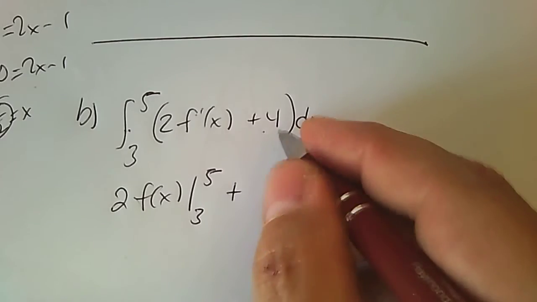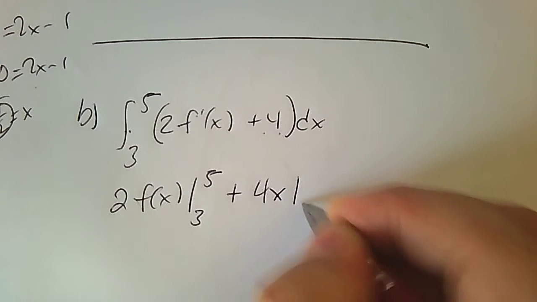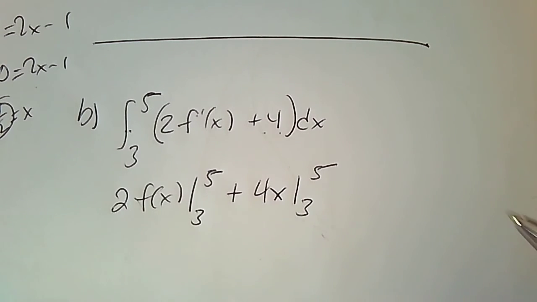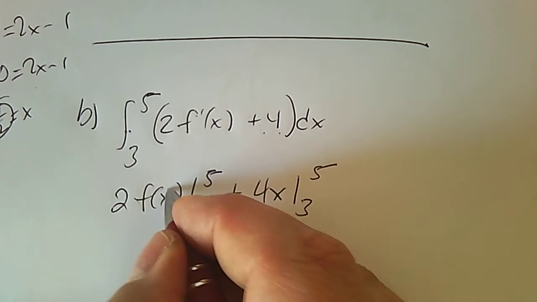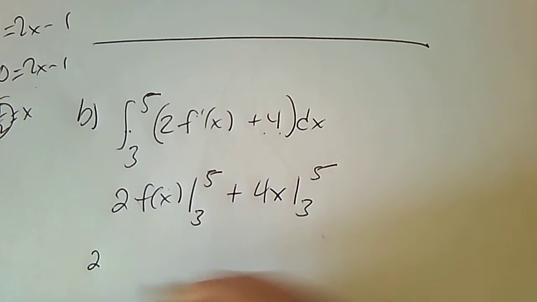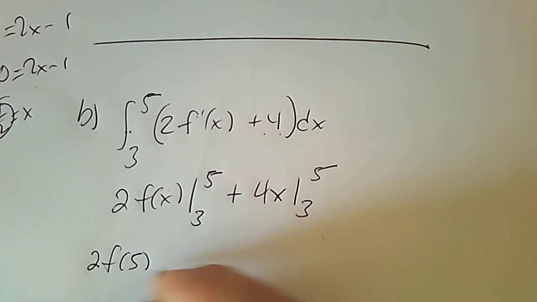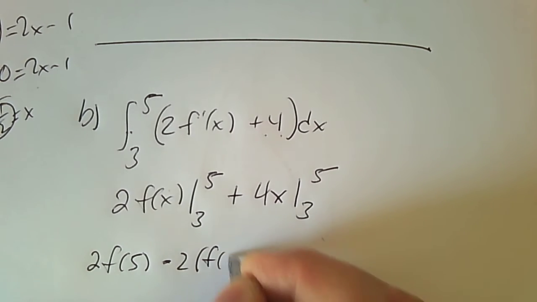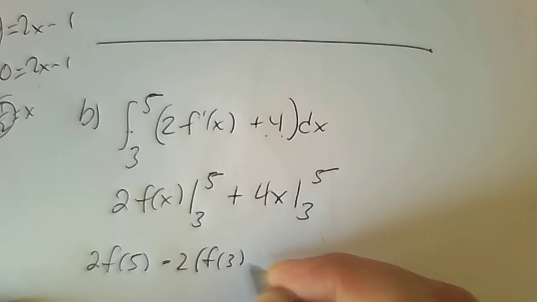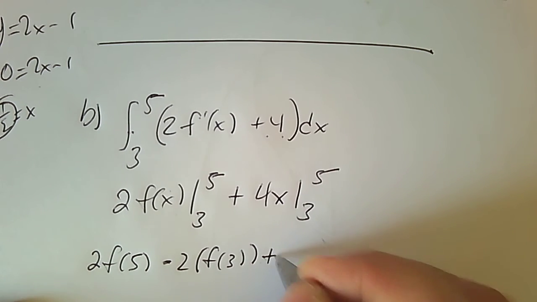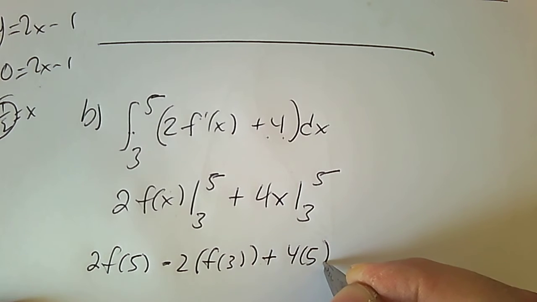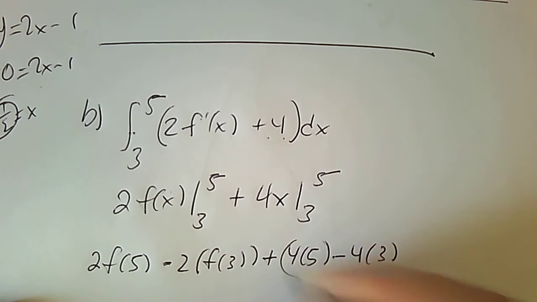Then that integration also belongs to the 4. So when you integrate 4, that's 4x, and that's also going from 3 to 5. And that's what we're going to use to then evaluate it. So I need to understand. So first of all, plug in 5. Subtract, plug in 3. Plug in 5. Subtract, plug in 3.